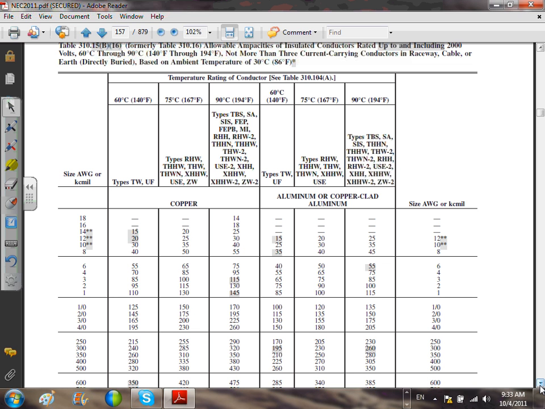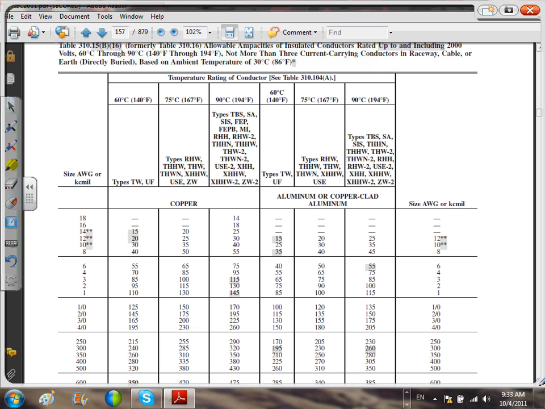I'm going to start with number 1. If the current I is equal to or less than 100 amps, and this is I more than 100 amps. You guys remember that rule for the termination? This is rule number 1.